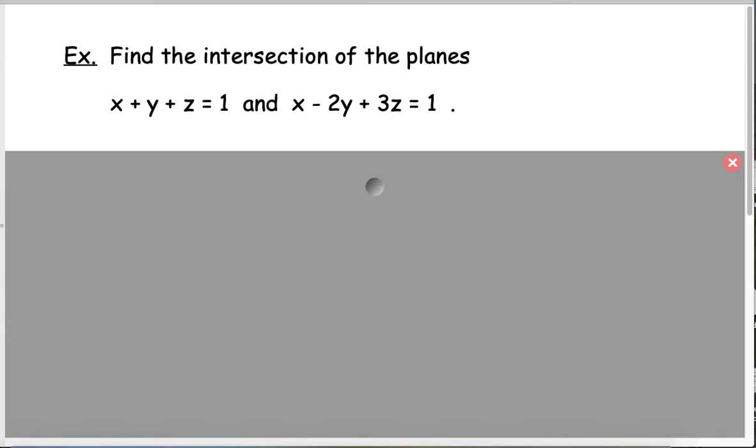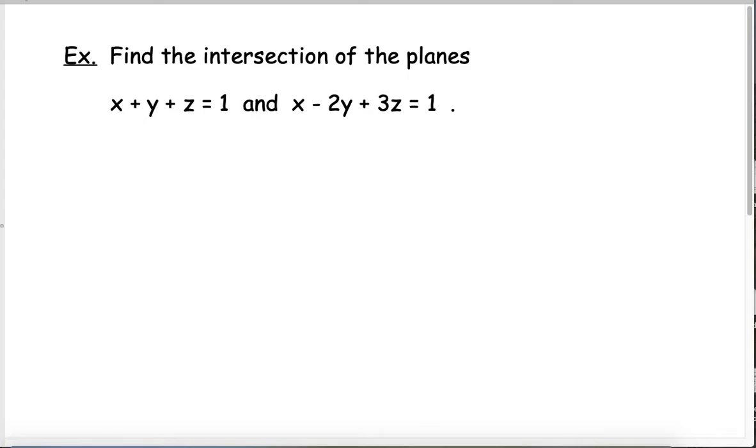All right, let's look at one last example. Let's find the intersection of these planes. All right, so let's picture two planes intersecting. If they intersect, they're going to intersect at a line. So I guess that's one possibility. They intersect at a line. Another is that they're parallel.